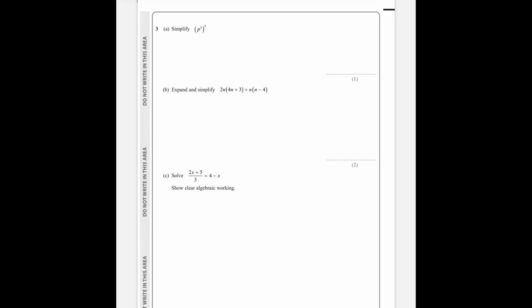You just gotta simplify it. And in cases like these, you just add the exponents together. So it's 3 plus 5, which is equal to p to the power of 8, and that's the answer.